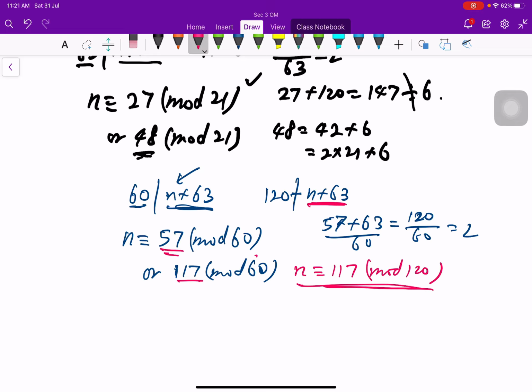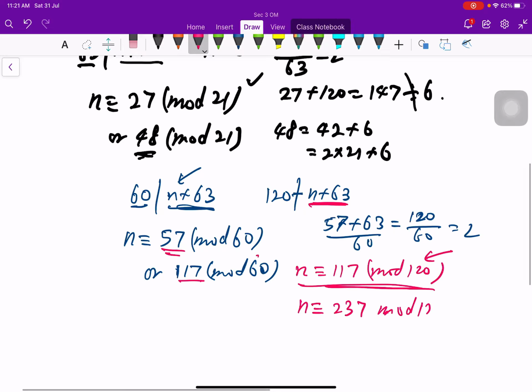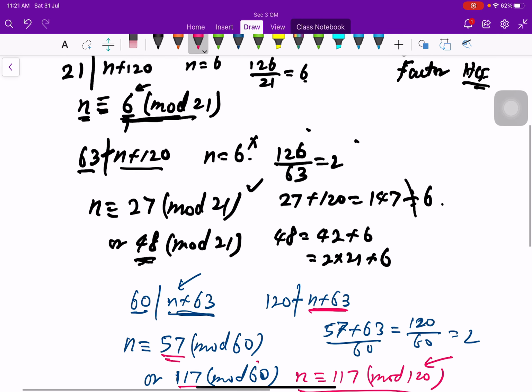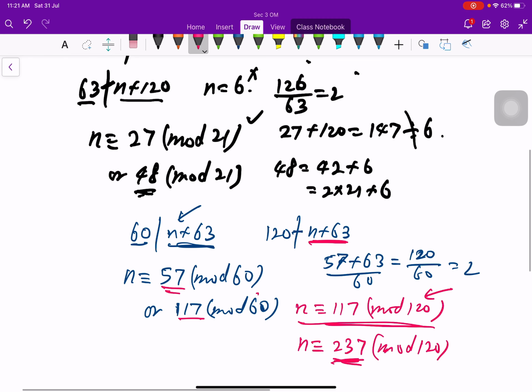Therefore, now I want you to consider one more round. If I look at 120, I can consider it as n congruent to 237. You add another 120, right? There's nothing wrong to say that 237. Then can you see that we need to find an n that can give you 6 modulo 21, that can also give you 237 modulo 120.